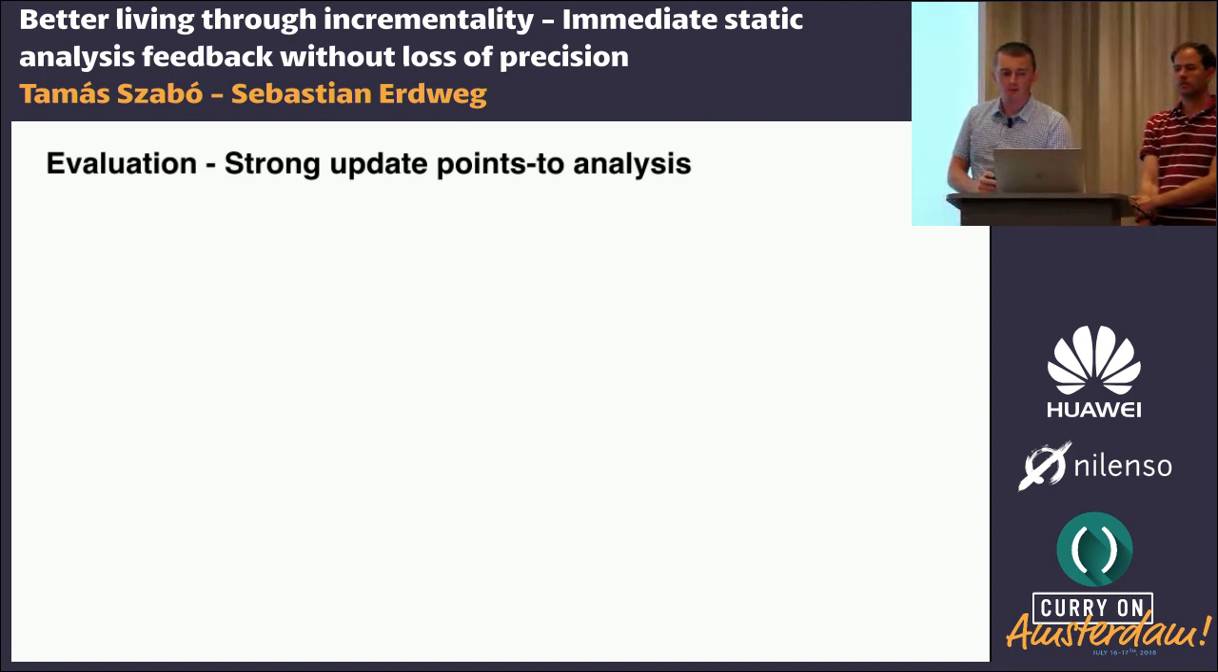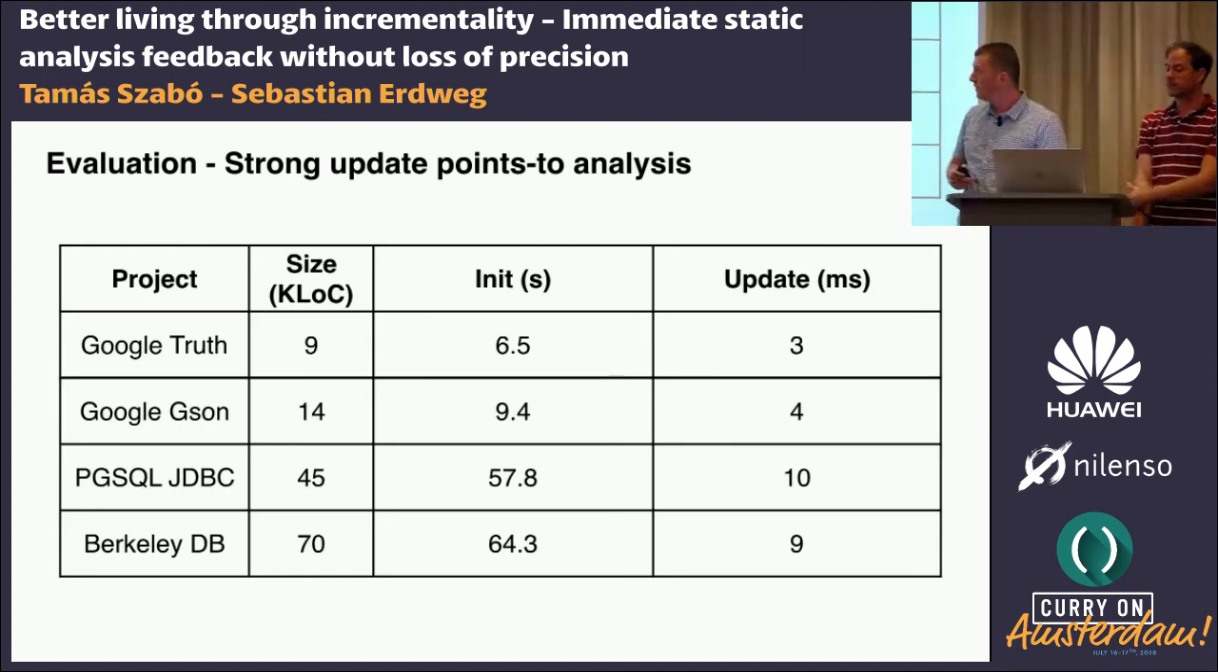Now, let's take a look at the evaluation again, now with the extended framework that also supports lattices. We also implemented a strong update points-to analysis, which is a special kind of points-to analysis that gives up on precision in certain cases. We evaluated it on 4 Java code bases. These are popular repositories that we simply cloned from GitHub, and their sizes are up to 70,000 lines of code.